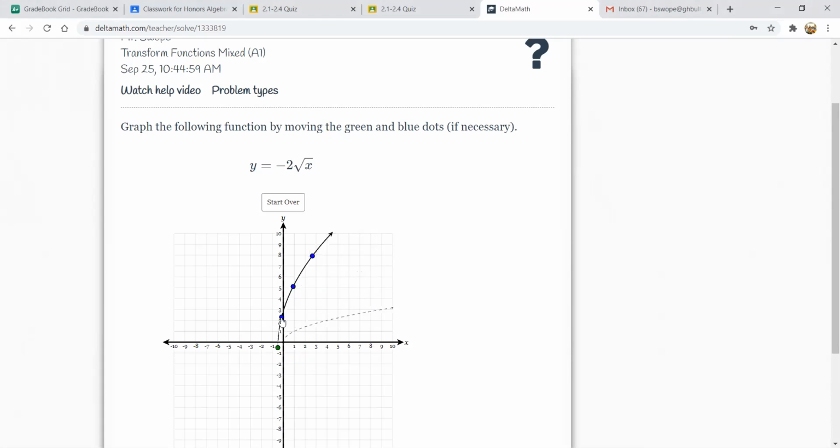But if it has a reflection, you have to move it like this, or if it had a stretch or compress, like it shrank or it grew. All right, but I'm going to put it back like it was. But that's just kind of how this works.